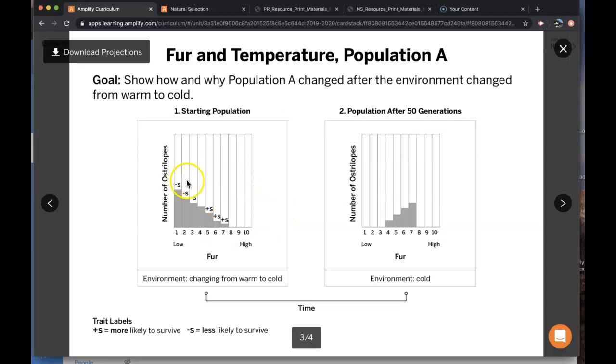Once we add the minus S's over the ones we think are less likely to survive and the plus S's over the ones we think are more likely to survive, then we need to reflect that in our distribution after the environment is now cold. So this is one way to complete the model. We would show that there are more individuals, a higher distribution, in the Australopes with more fur, and then there's still a lot, but a little bit less. And so you can see that as a trait of more fur, we have a higher distribution.